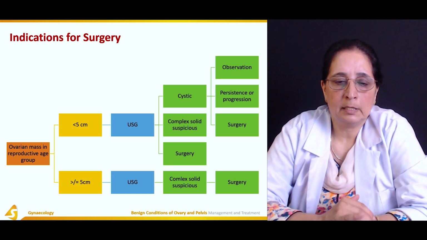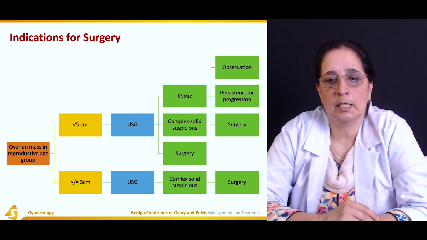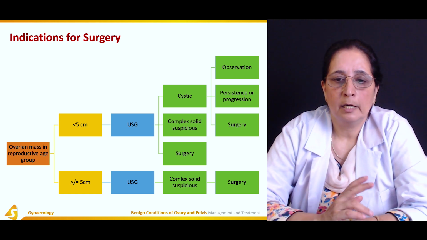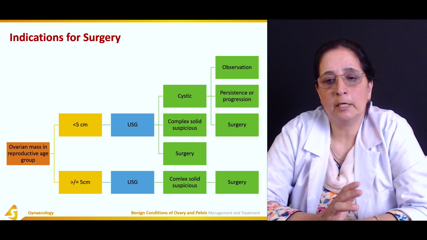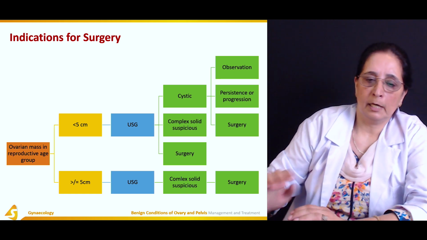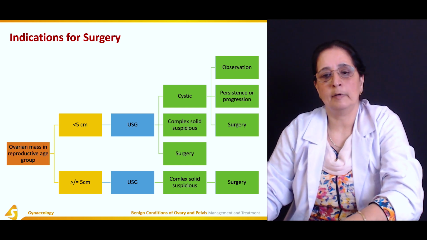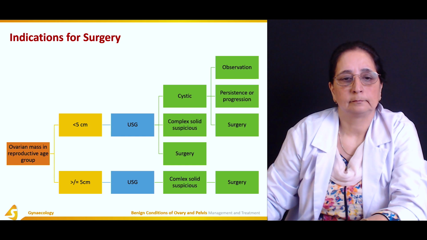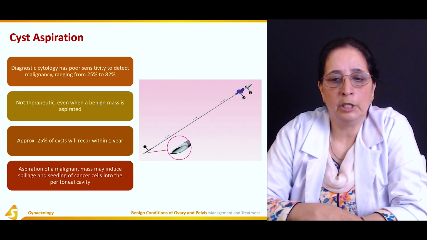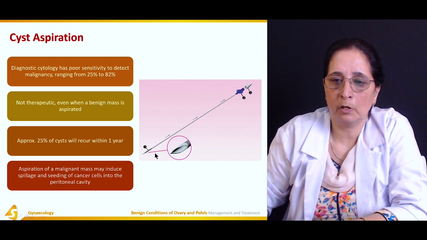In case it's more than 5 centimeter, usually always surgery is done. So if it's less than 5 centimeter, depending on whether it's cystic or solid, we decide for the surgery. But in case it's more than 5 centimeter, surgery is always recommended. Cyst aspiration is also done, and this is the needle used for aspiration of the cyst.